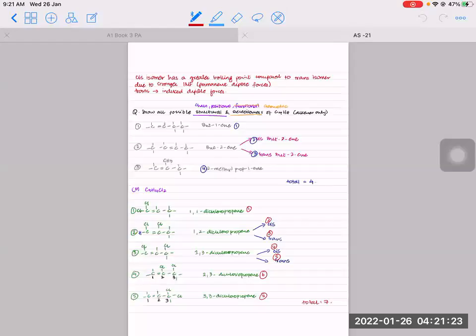Geometric isomerism, I told you what are geometric isomers. They are stereoisomers which have the same molecular formula, same structural formula, but different arrangement in space. And why is there different arrangement in space? Because there's limited rotation around the double bond.